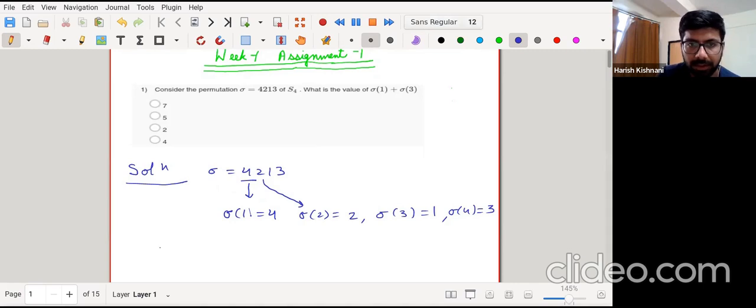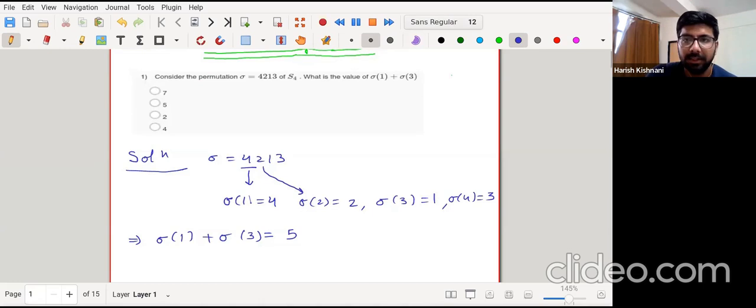So the value of sigma 1 plus sigma 5, oh sorry, it is sigma 3. How can I write 5 when there are only 4 symbols? Okay, so this is going to be 5.